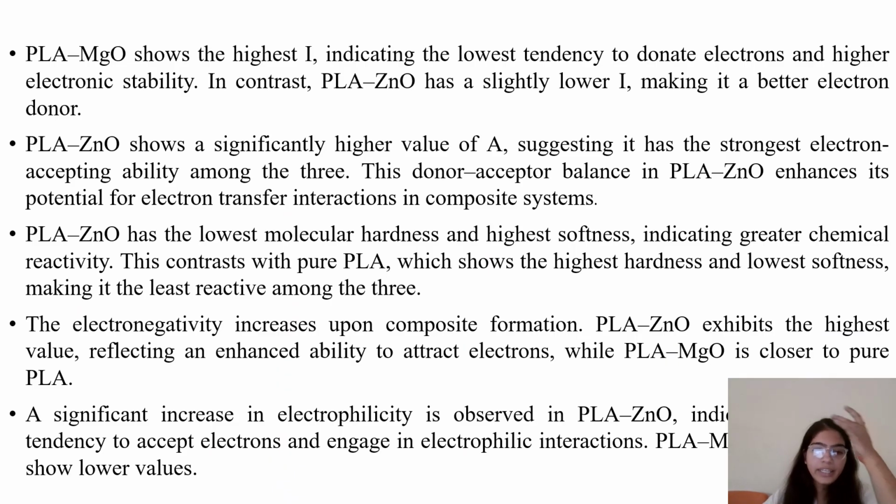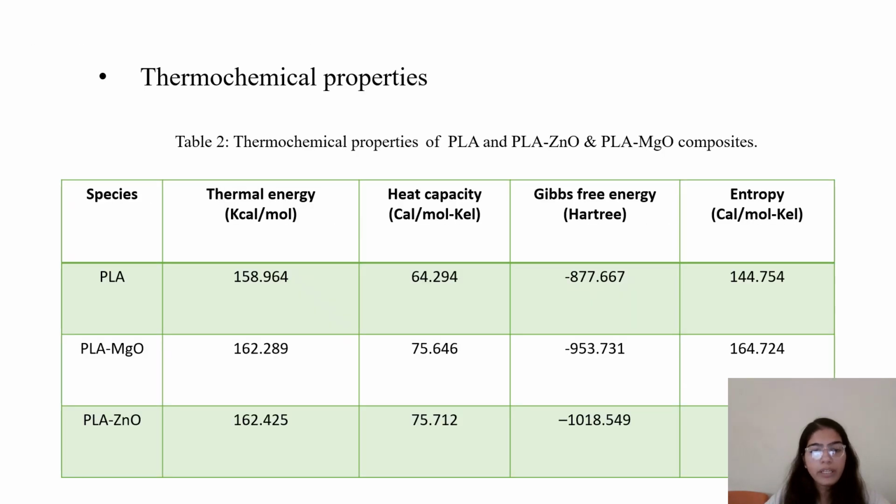Electrophilicity index is highest for PLA-ZnO at 3.3 electron volts, suggesting it is the best electrophile among the three. These values confirm that PLA-ZnO has the most reactive electronic structure and is the best suited for applications requiring fast charge transfer such as sensors or antimicrobial surfaces.